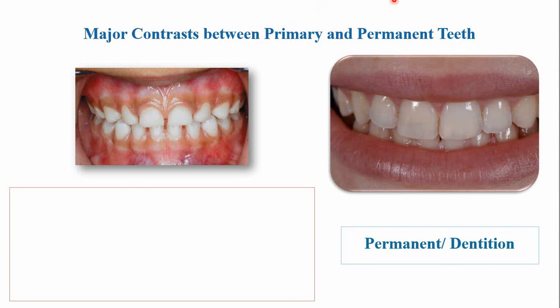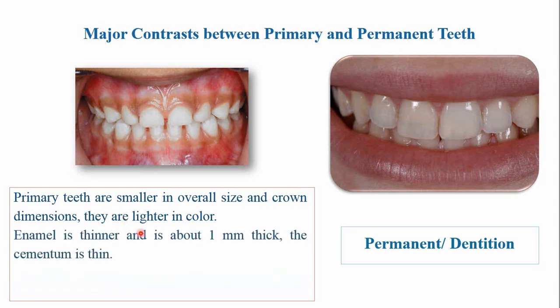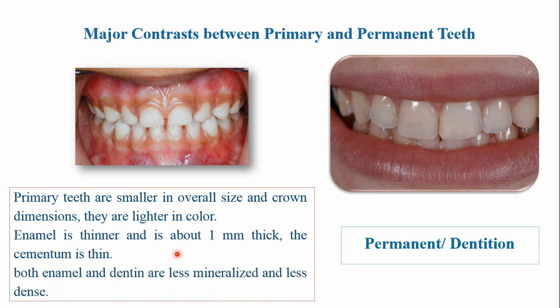What are the major contrasts between the primary and permanent teeth? In general, the primary teeth are fewer in number, 20, while the permanent are 32. The primary teeth are smaller in overall size and crown dimensions. They are lighter in color and more opaque. Enamel is thinner, about 1 millimeter thick. The cementum is thin as well, and both enamel and dentin are less mineralized and less dense.